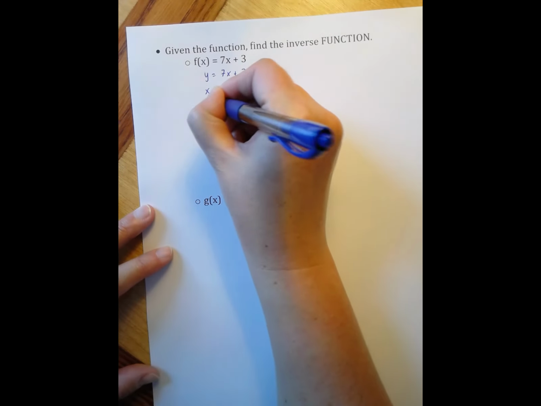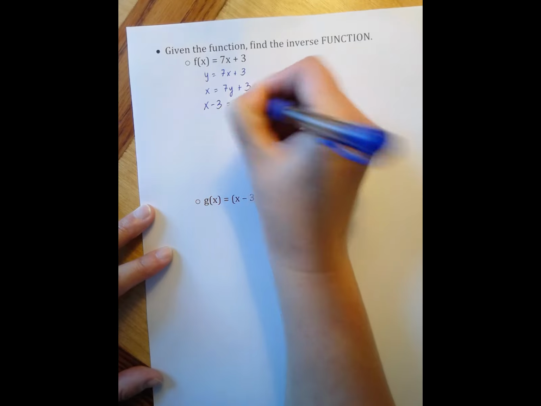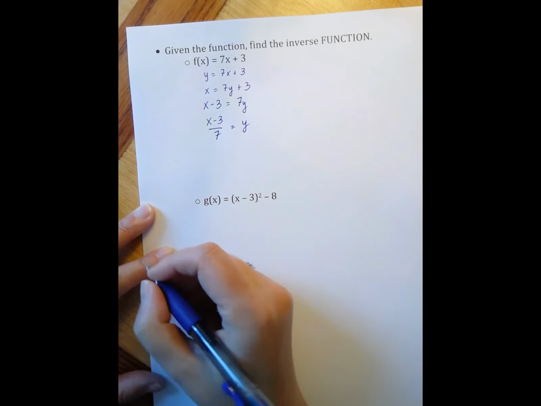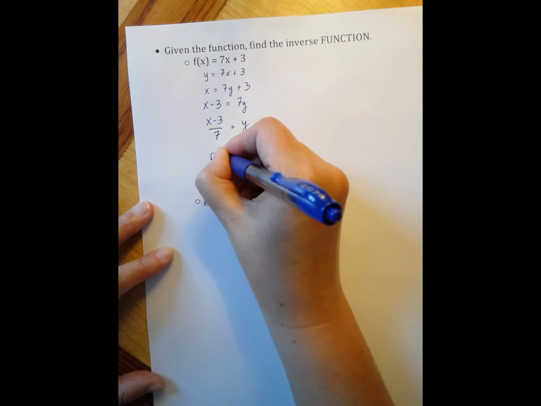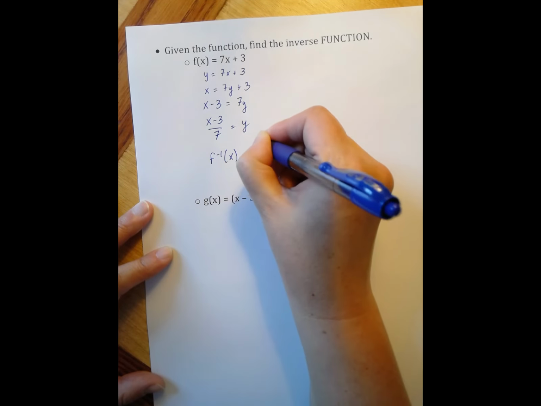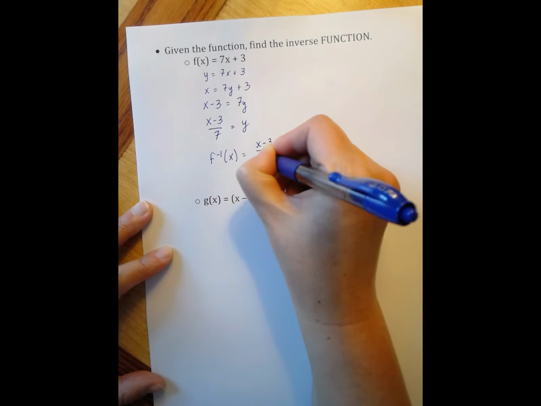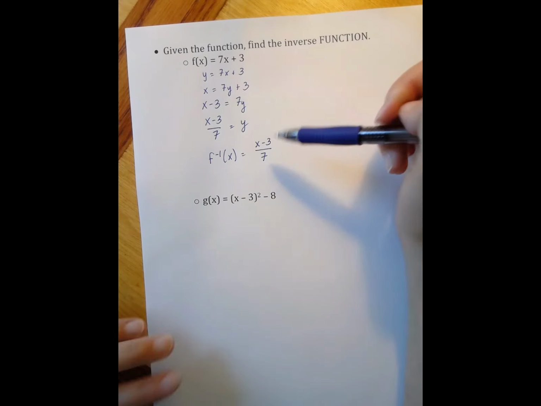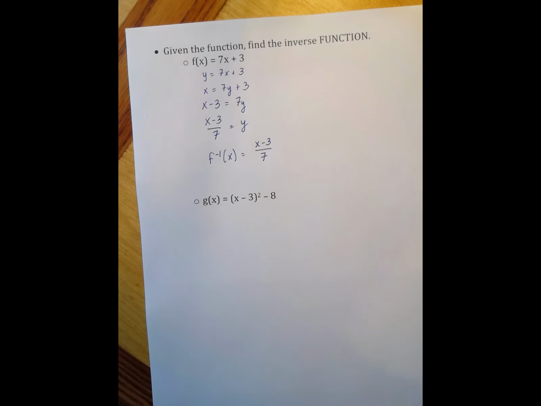So I subtract 3 on both sides. I divide by 7 on both sides. And then I write it in my very fancy fashion as f inverse of x equals x minus 3 over 7. And this was a line originally. This is a line again. It's a function. I'm all good.